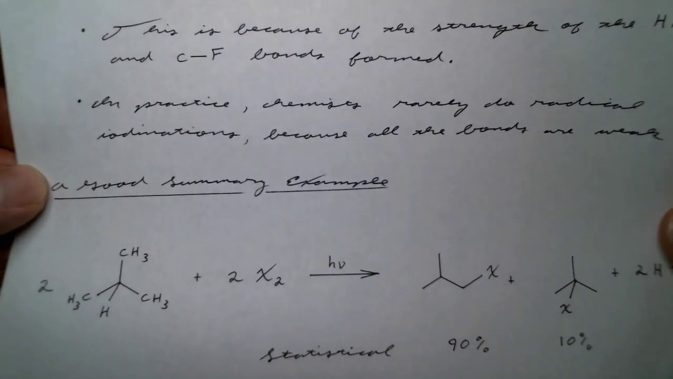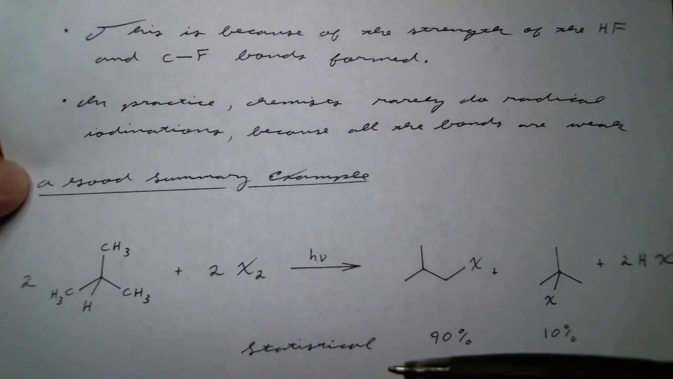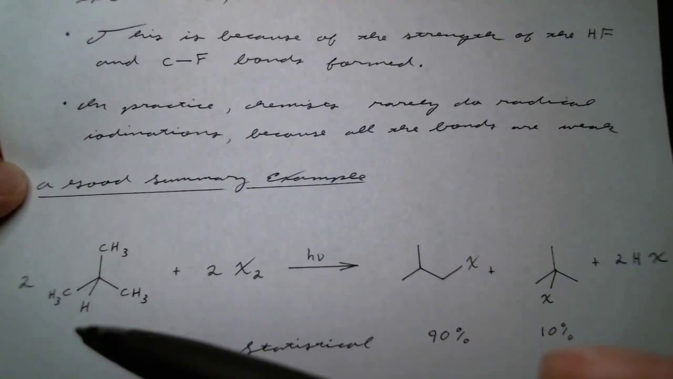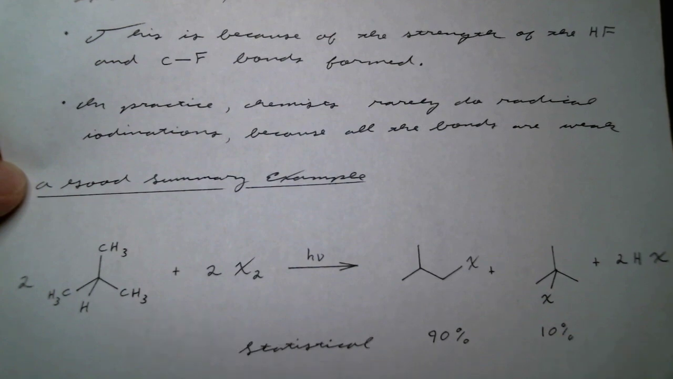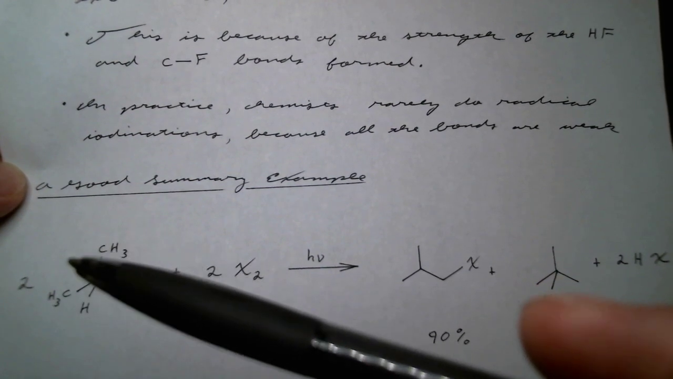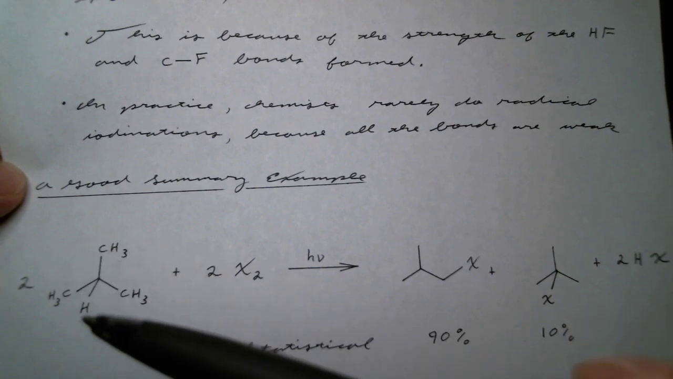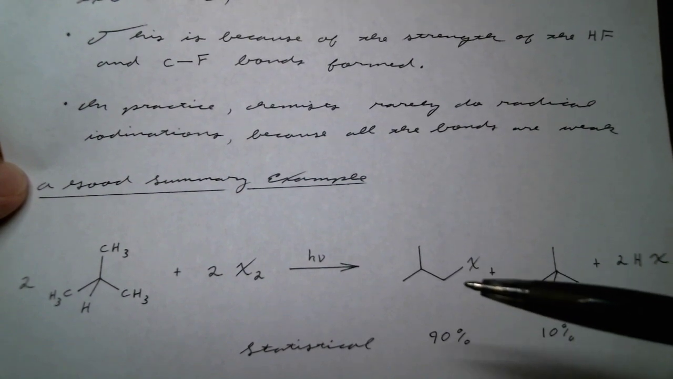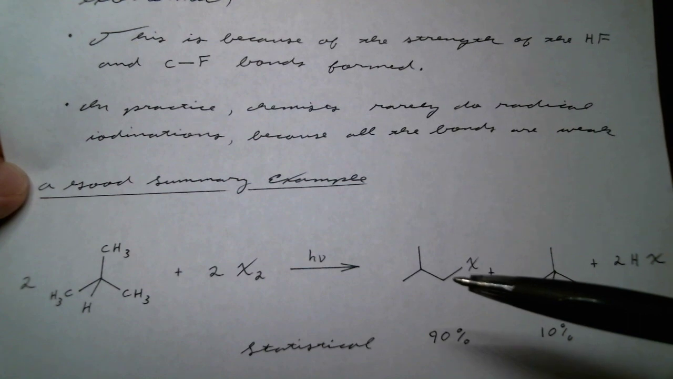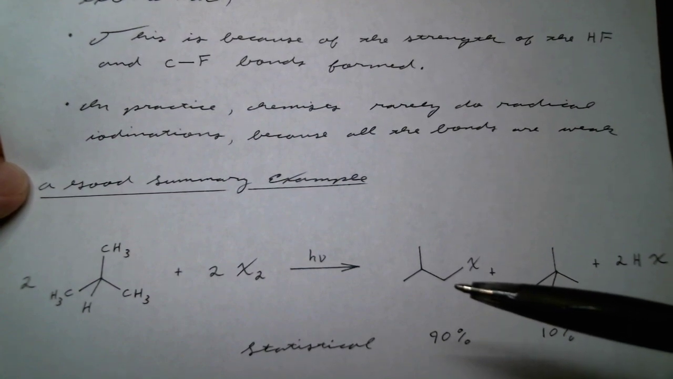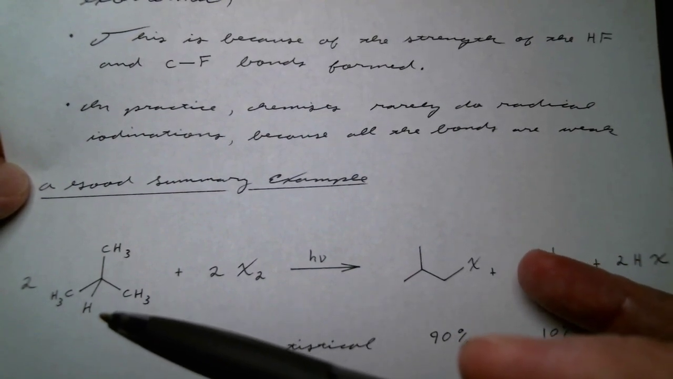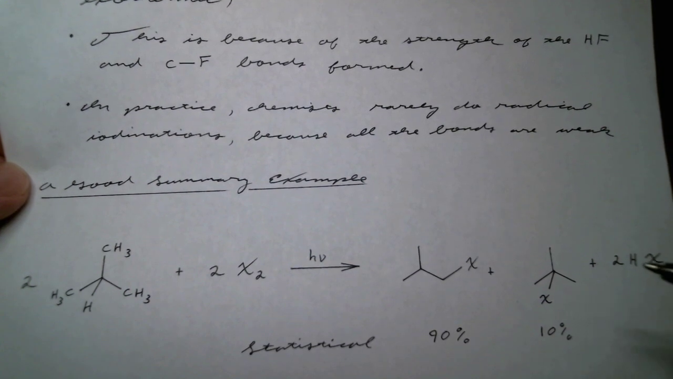So a good summary example could be the radical halogenation of 2-methylpropane. So what we have is primary and a tertiary proton. So we have a total of 10 hydrogen atoms. 9 of them are primary and 1 of them is tertiary. So statistically, we would expect 90% of a product where we substituted one of those 9 primary hydrogens for a halogen, and then 10% of the product where we substituted the tertiary hydrogen for the halogen, and of course a couple of equivalents of HX.